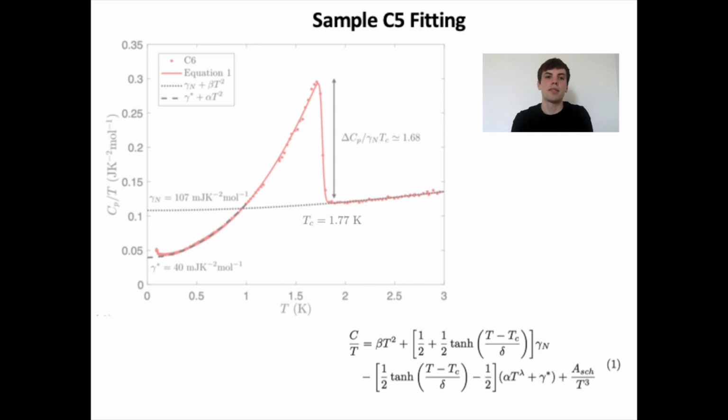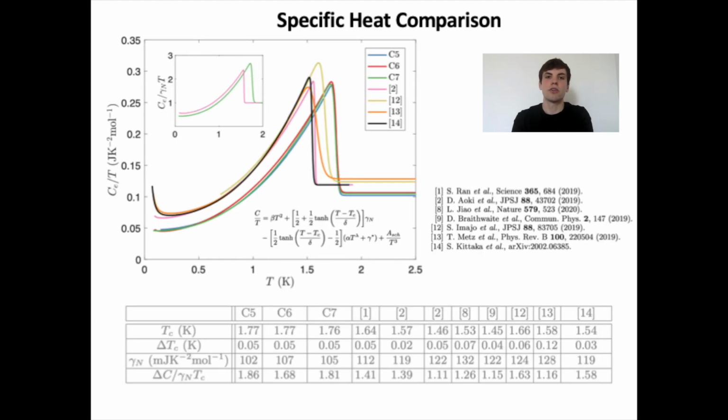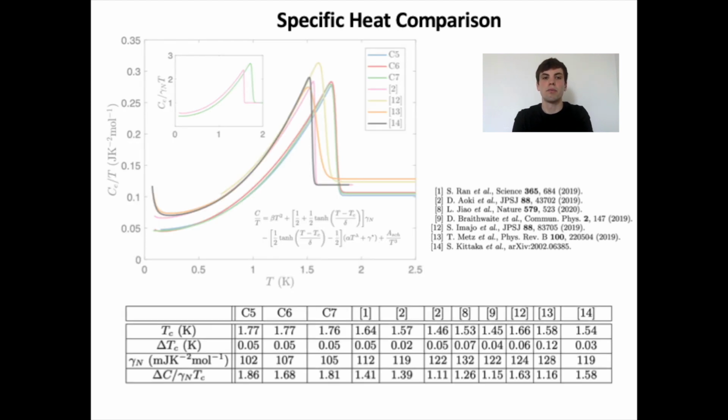We then analysed the data using this purely phenomenological function, from which various parameters could be determined, as shown in this figure. We used this same function to fit the zero field heat capacity data from a number of different studies, some of which are shown here in comparison to our own data. The parameters for all sets of data are shown in this table.